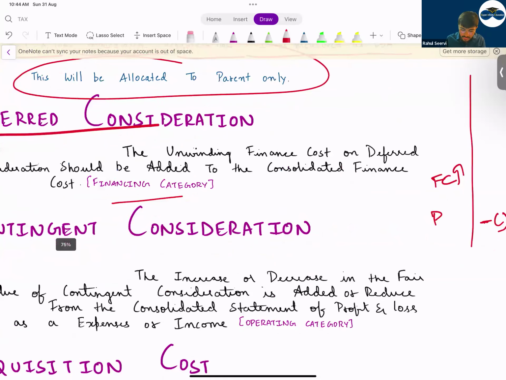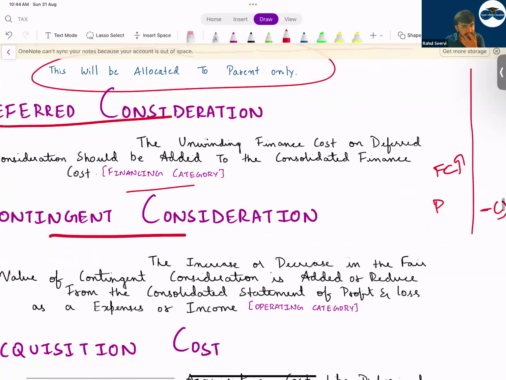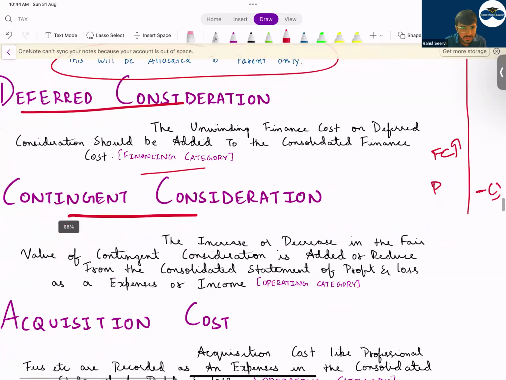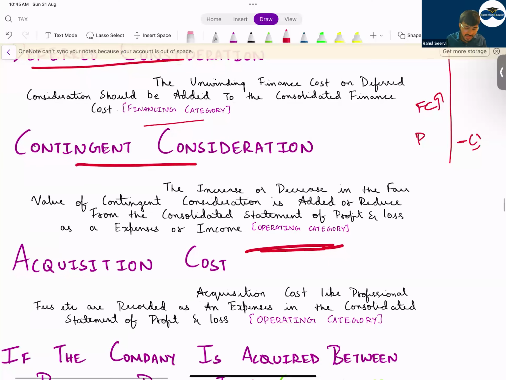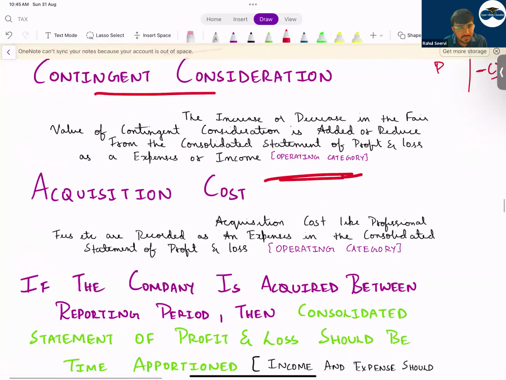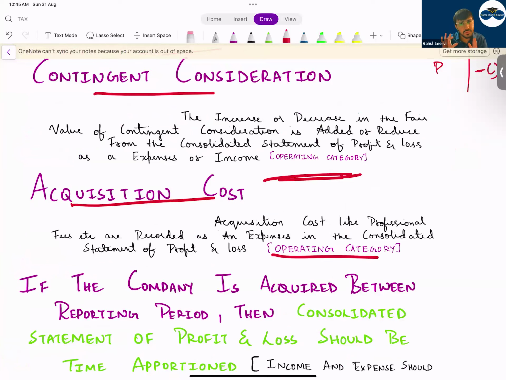Contingent consideration will be shown in the operating category. Understand that. And this will also affect only the parent profit that is attributable. Sir, acquisition cost will be shown in the operating category. This also will take effect for the parent company only, not for NCI.